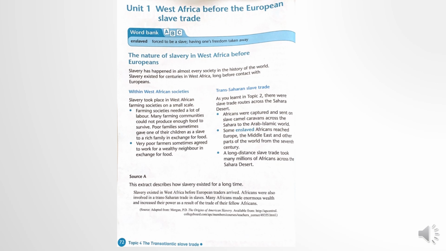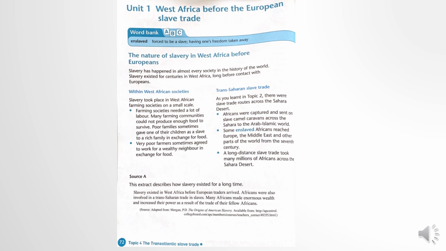Now let's have a look at the source. This source A extract describes how slavery existed for a long time. Slavery existed in West Africa before European traders arrived. Africans were also involved in a trans-Saharan trade in slaves. Many Africans made enormous wealth and increased their power as a result of the trade of their fellow Africans.